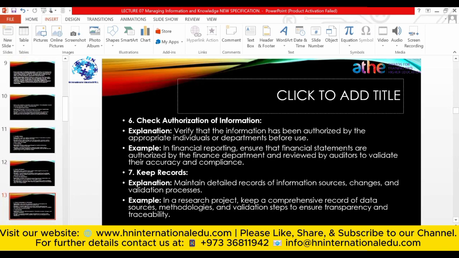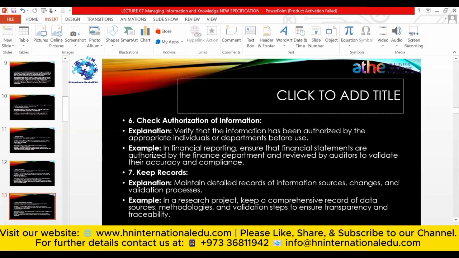Check authorization of information. Verify that the information has been authorized by the appropriate individuals or departments before use. For example, the information has to be used by the human resource department, but it is approved by the research and development department. This means it's a big failure. Whatever the information is going to be routed from, the approval should be from the specific department too.